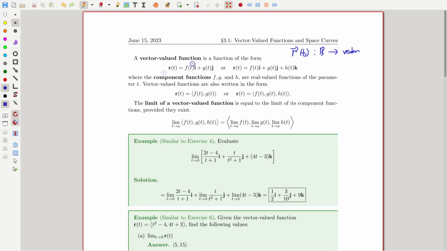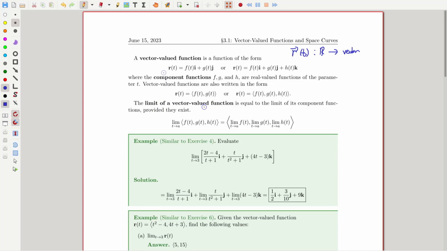Okay, and so this is using the standard unit vectors, whereas this uses the component form. Another way we can write vector-valued functions is in this component form. And another thing we'll need to know is the limit of a vector-valued function.